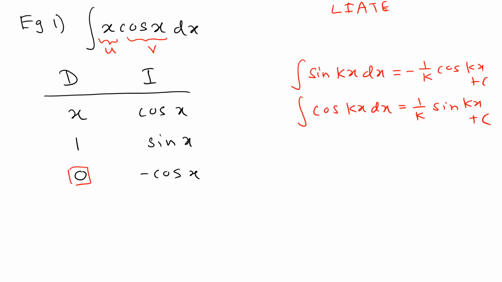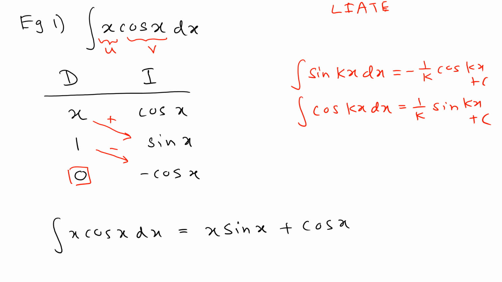Now what do we do? We're going to multiply across the diagonal, start with a plus sign, and then a minus sign. So we're done. Now we can write the answer. So that means our integral, the integral of x cosine x dx, equals, if you multiply the first diagonal, x sine x. And then if you multiply the second diagonal, there are two negative signs, so it becomes positive, and then you get cosine x, and then plus c.